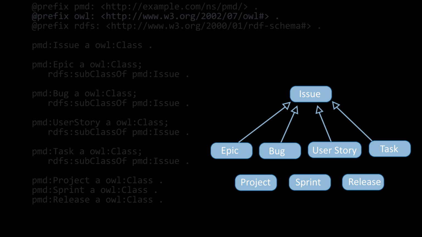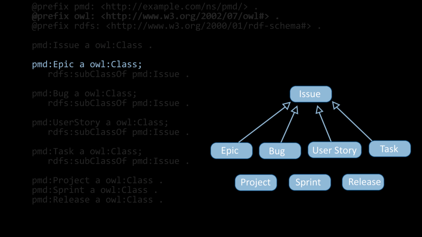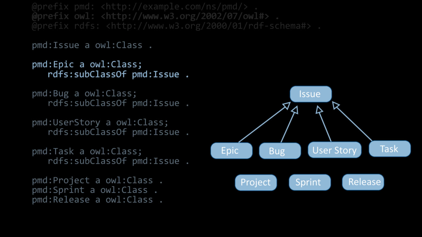The second line declares a namespace prefix for the OWL vocabulary. We use this vocabulary to specify the classes within our ontology. Let's take a closer look at one of those class definitions. This line declares that an epic is an entity type. In other words, epic is a class within our ontology. The next line states that an epic is a special kind of issue. We say it is a subclass of issue. The rest of the class definitions are similar.